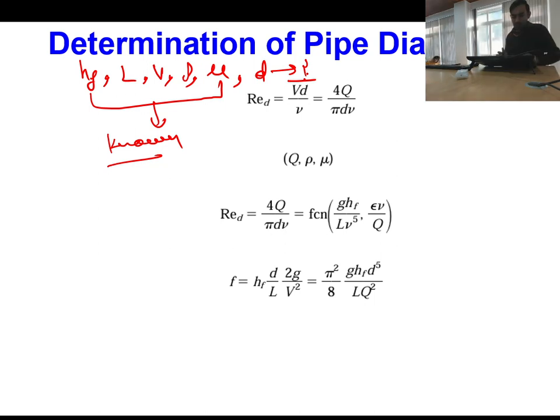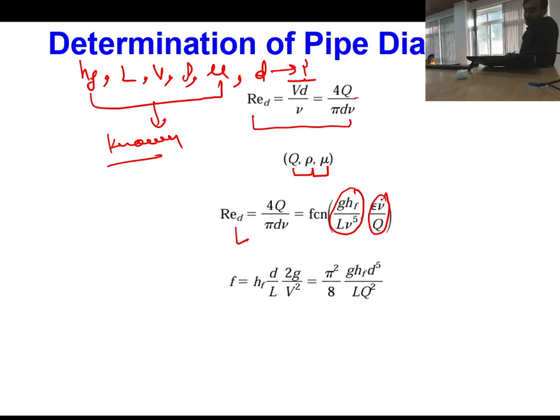Okay, so here what people have done, first the Reynolds number is presented in terms of flow rate, rather than velocity, it is presented in terms of volumetric flow rate. Okay, and then volumetric flow rate, rho and mu are taken as repeating variables. By considering these repeating variables, we get Reynolds number equal to a function of one non-dimensional parameter into the second non-dimensional parameter.